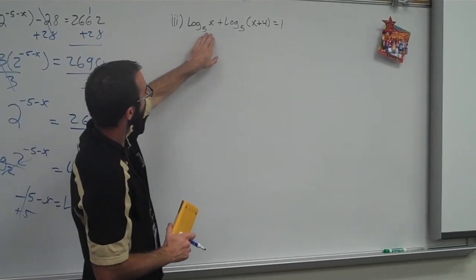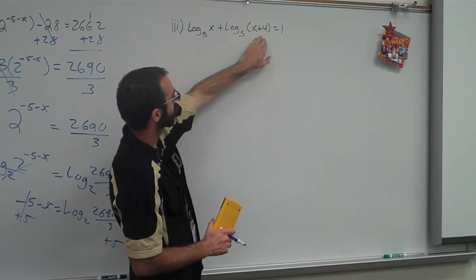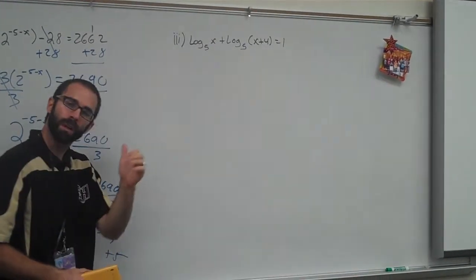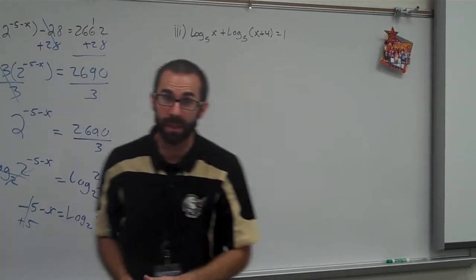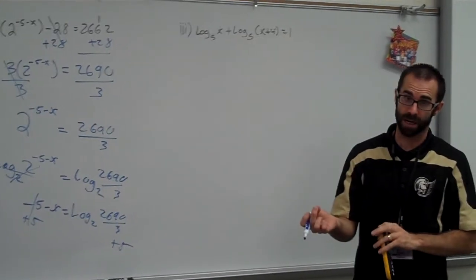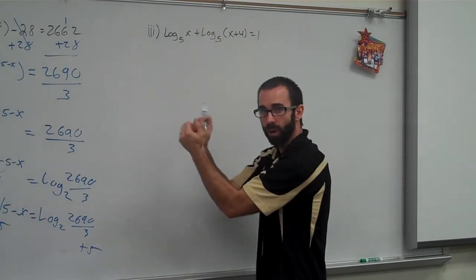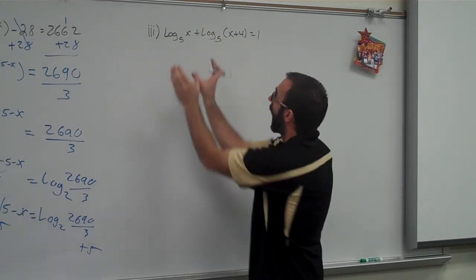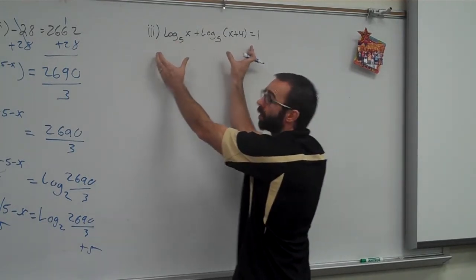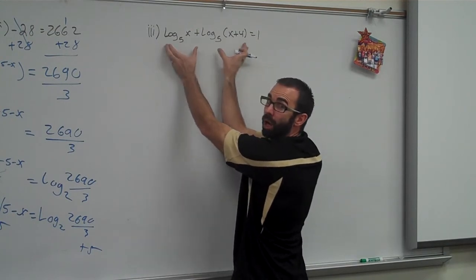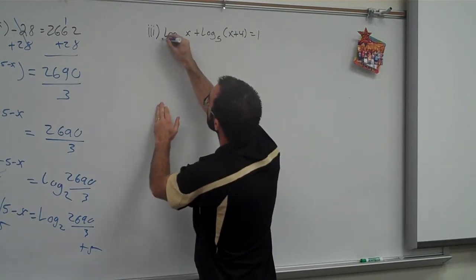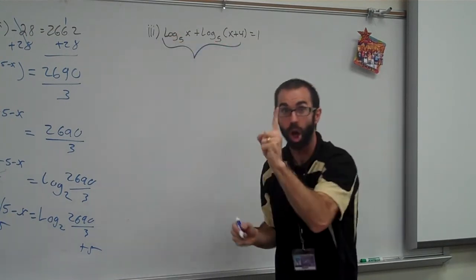We have log base 5 of x plus log base 5 of x plus 4 equals 1. What we're going to have to do with this one is use the product property, which says if you have one logarithm of two multiples, you can add them, right? Well, now we have to go backwards. So if I'm adding two logarithms, I can combine this whole thing into one logarithm.